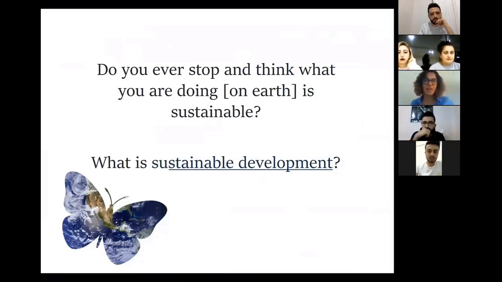If you needed to explain sustainable development to a 5-year-old, what would you say? Developing ourselves without destroying anything, like nature. Developing ourselves, or our society, our world, without destroying nature or the world.